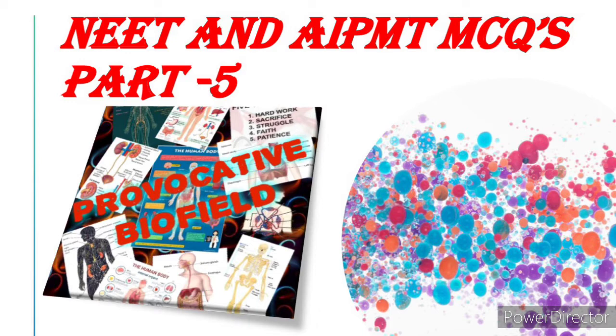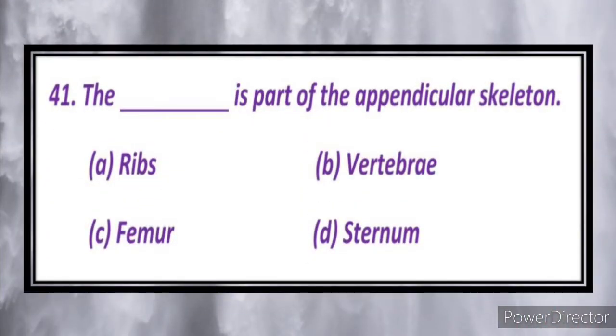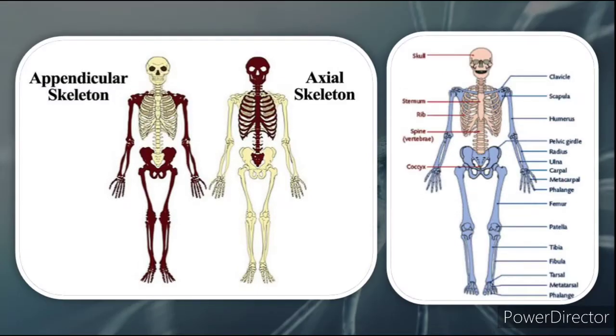Fine, now let's start the questions. Question number 41. The dash is the part of the appendicular skeleton. In our body, our total skeletal system is divided into axial skeleton and appendicular skeleton. From the picture itself, you can easily identify that the central part is the axial skeleton and the external parts, that is our hands, legs, etc. are the part of the appendicular skeleton.